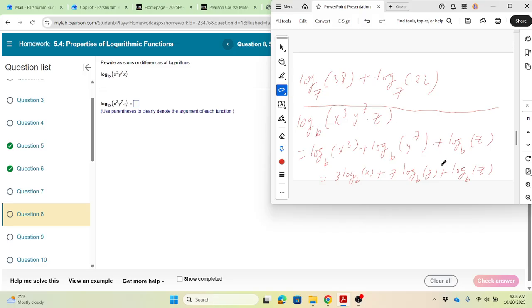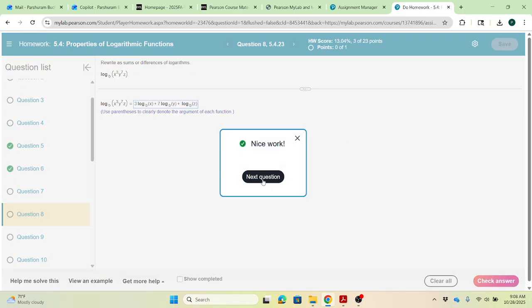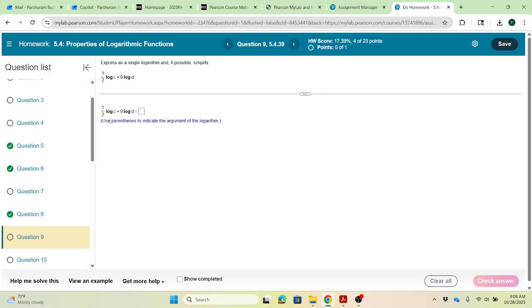So when you type this, use parentheses to clearly denote the argument of each function. So 3 log base b, and then use parentheses x, plus 7 log base b, once again parentheses y, and plus log base b, and then parentheses z. Using the product rule and then the power rule, we can expand this.